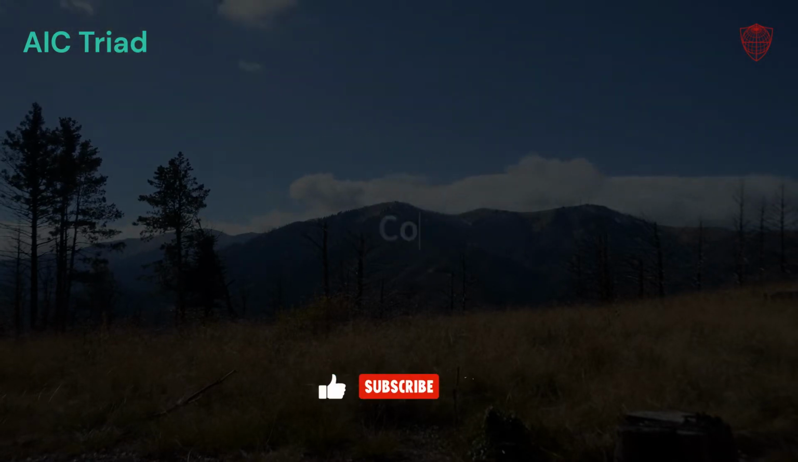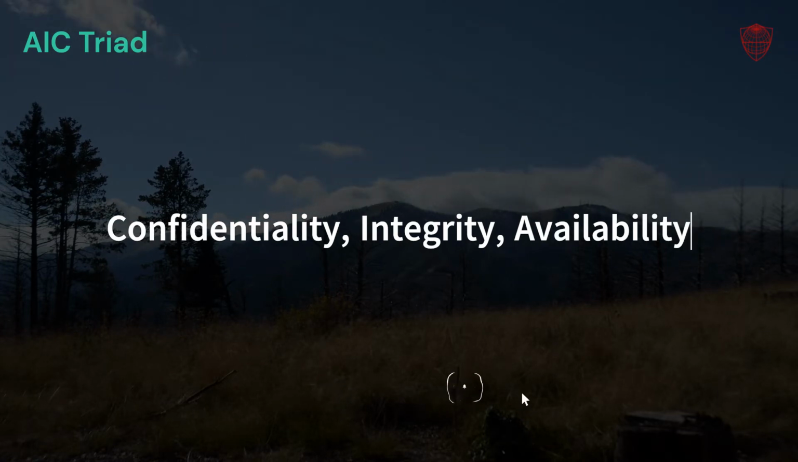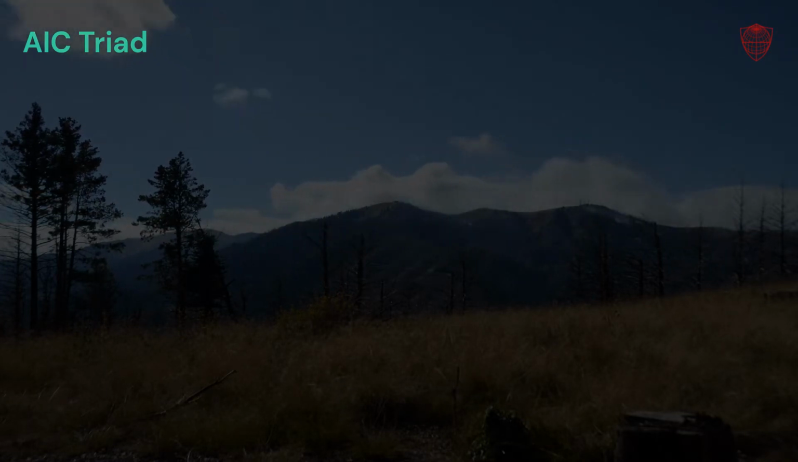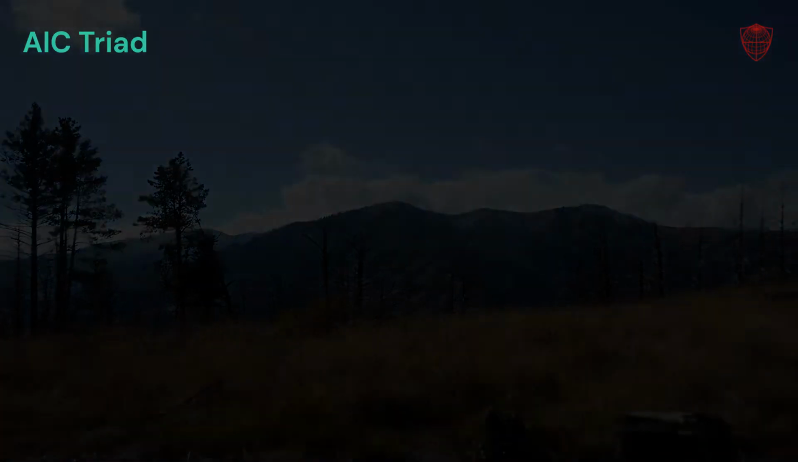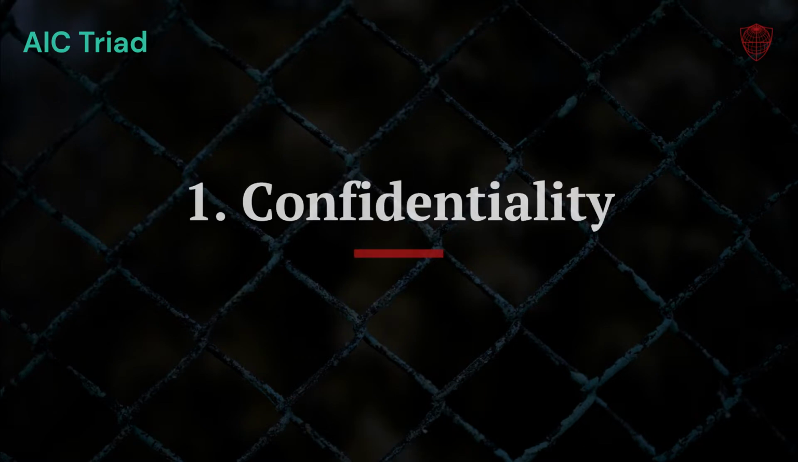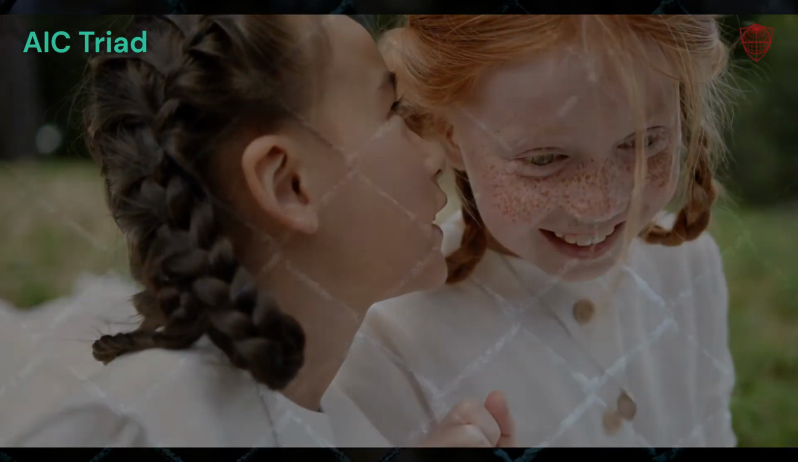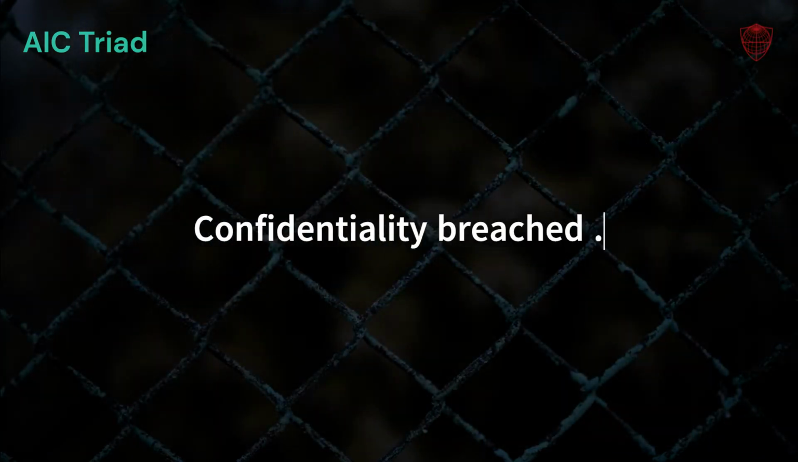In CIA, the C stands for confidentiality, the I stands for integrity, and the A stands for availability. But what do these terms really mean here? Let's begin with confidentiality. This means you want to keep your secret secret. If without your consent your secret has been made known to anyone, then confidentiality is said to have been breached.